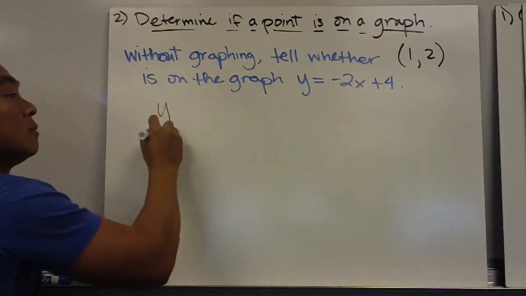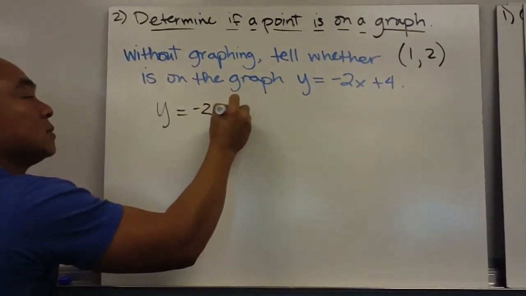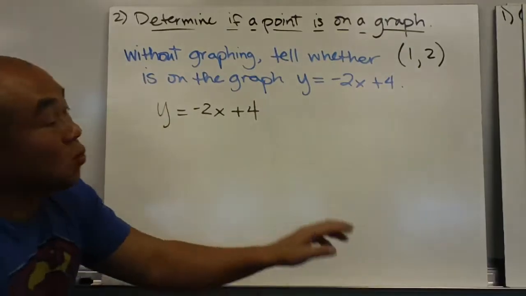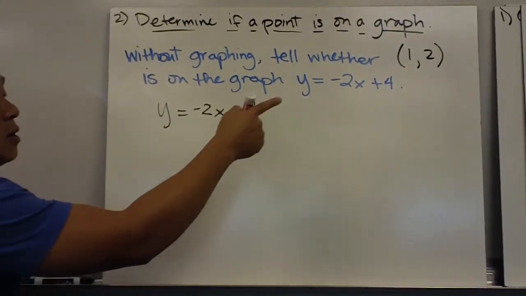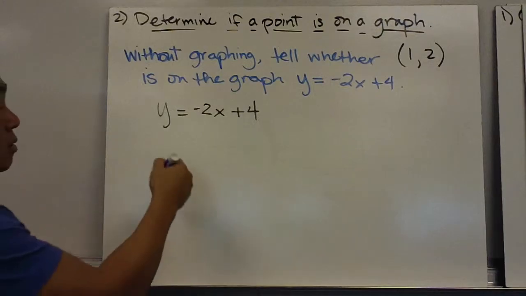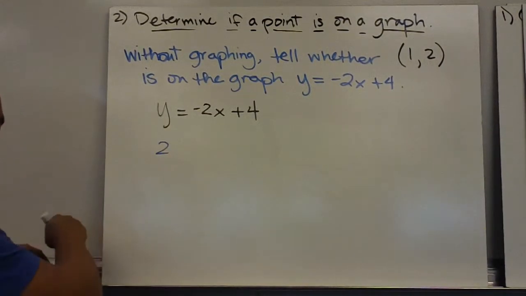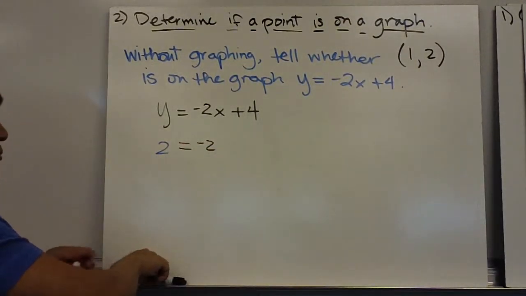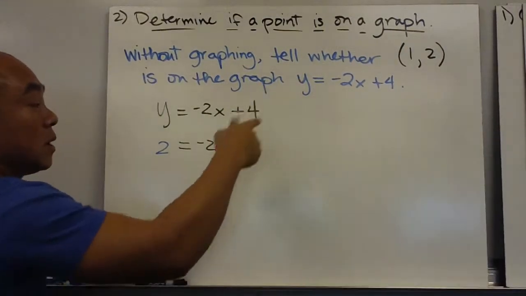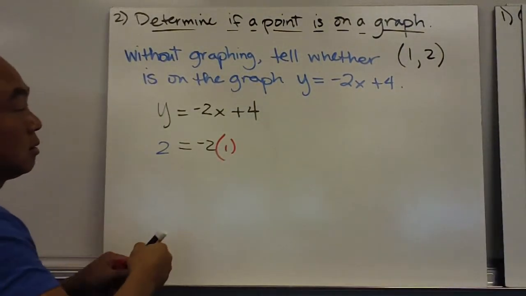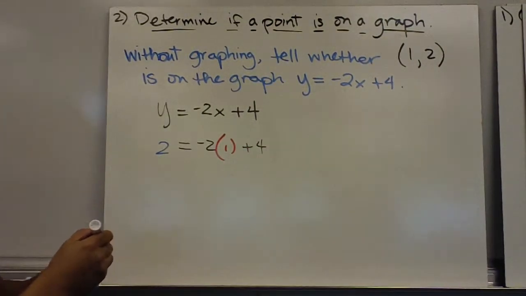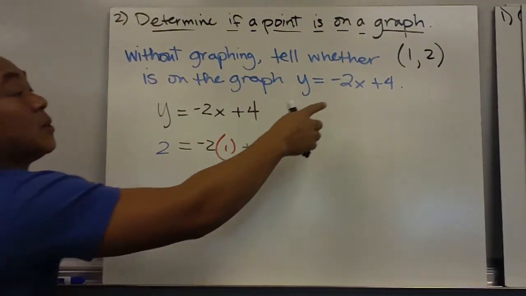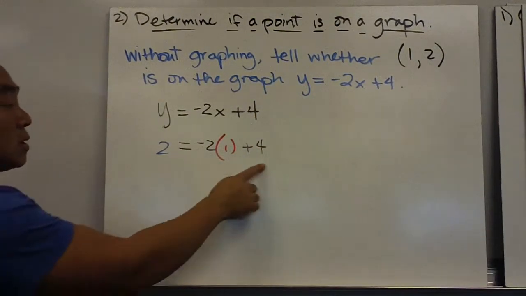So we have y is equal to negative 2x plus 4. So we're going to fill in our value of 1 and 2. Since 1 is your x value, that's going to go here, and your 2 is your y value. So we're going to put 2 here, because that's what y used to be, is equal to negative 2 times 1, because that's what your x is, and then plus 4. Now, if they come out the same, then that means that point is on this particular graph of negative 2x plus 4. Okay, so let's go and finish it up.